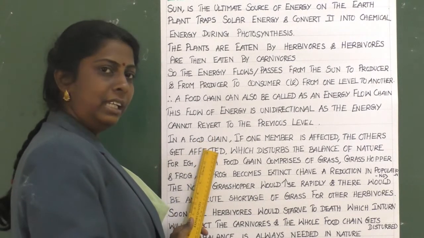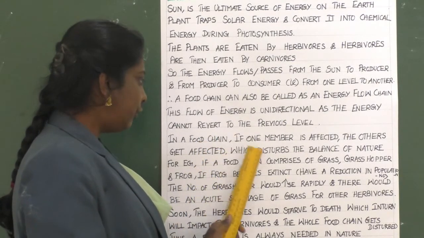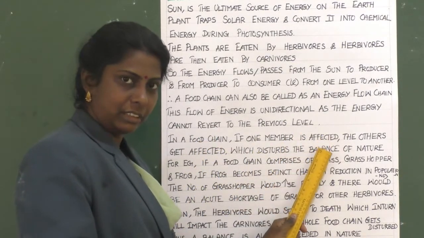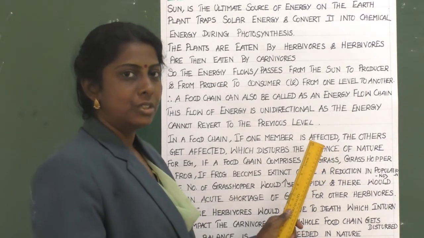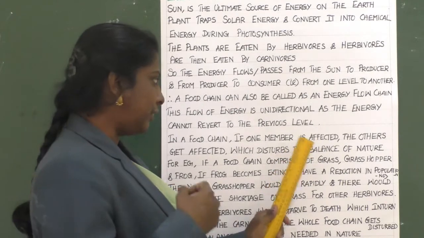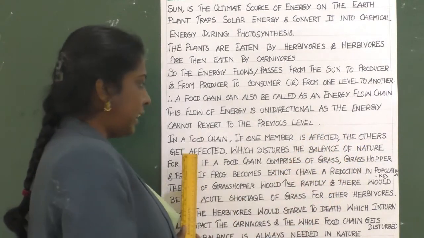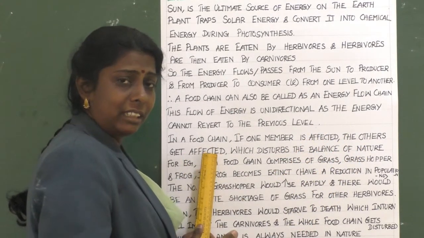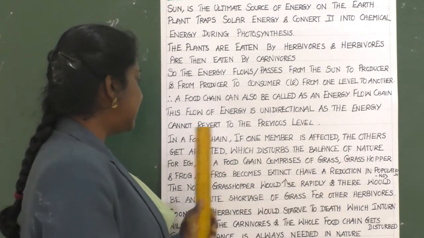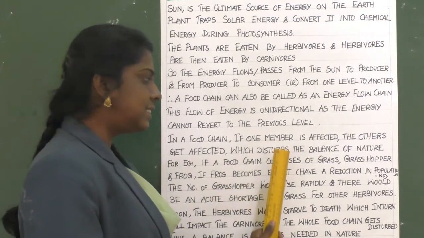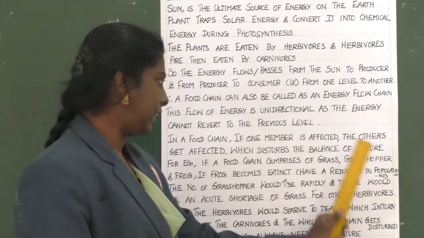In a food chain, if one member is affected, you know about the food chain now. So, if one member is affected, the others get affected. Who is intaking that will also get affected, isn't it? Yes. The others get affected, which disturbs the balance of nature.